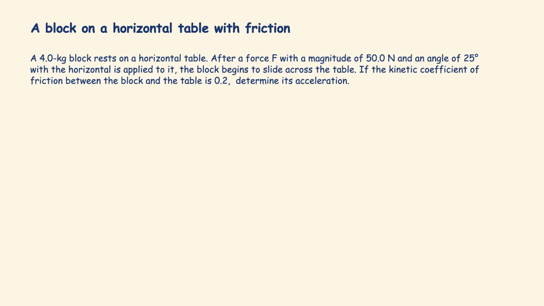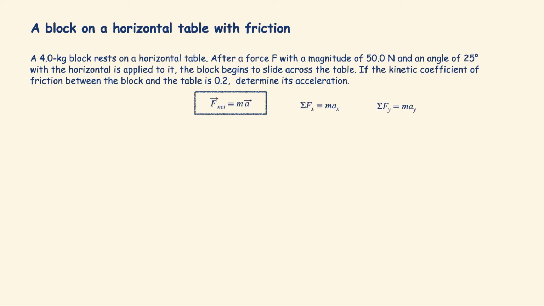In this example, however, we're going to have friction. And so if the kinetic coefficient of friction between the block and the table is 0.2, once again, we will find what the acceleration of the block is. A lot of the steps are very similar to what we did in the previous example. So if you haven't watched the previous videos, please go back and watch them.